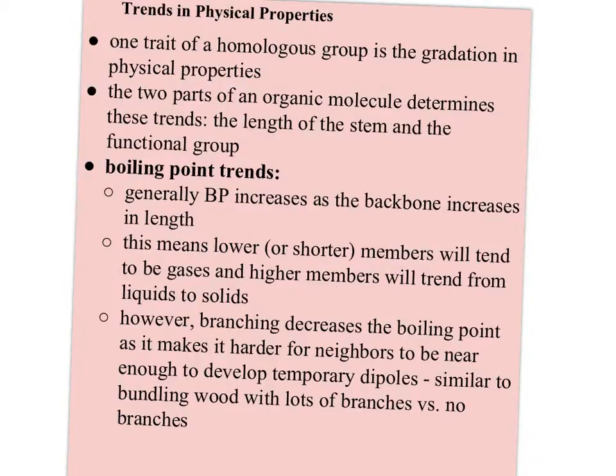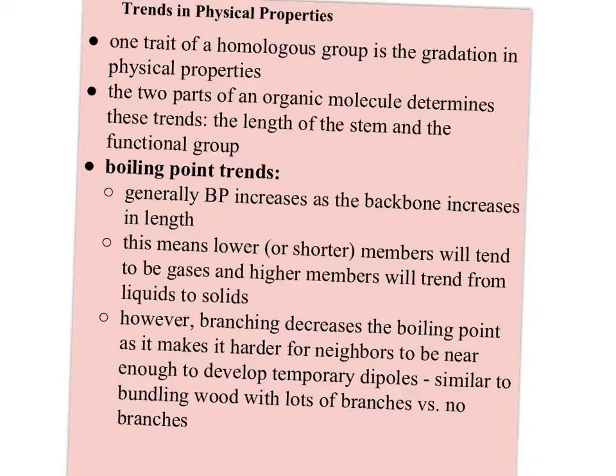So what are the trends? What are the changes in physical properties when you have these isomers? Well, one trait of a homologous series or a family is the gradation or increase in physical properties. And there's two parts of an organic molecule that determine these trends: the length of the stem and the functional group. So boiling point generally increases as the backbone increases in length. So this means lower or shorter members will tend to be gases, and the higher or longer members will trend from being liquids to solids.